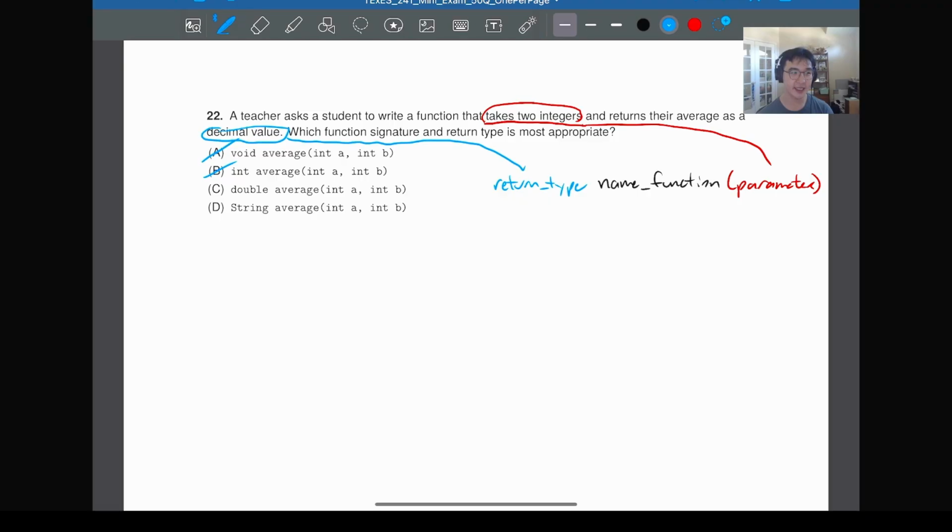Is it C? Well, it's returning a double, and doubles are decimal values. We have the function name average, and it takes in two integers, which is what the problem asks. C sounds right. And just to finish it off, is it D? Well, no, because we want to return a decimal value and not a string. So that's question 22. Make sure you know the parts of a function header.